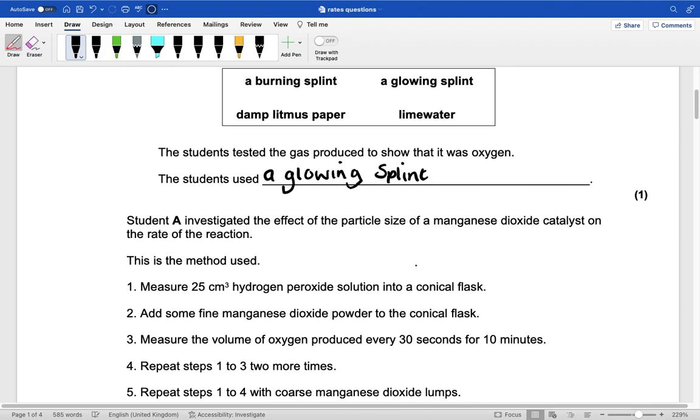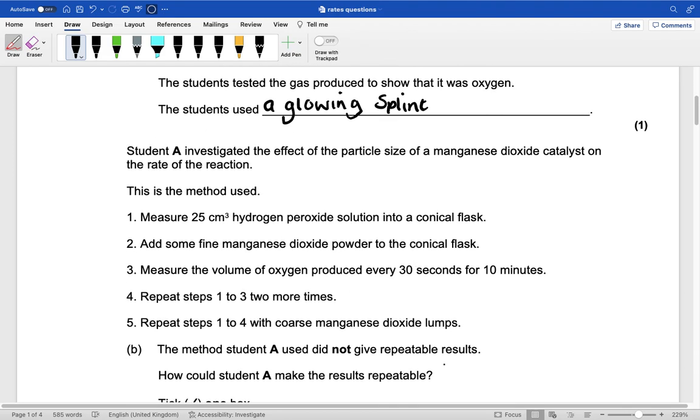Okay, it says student A investigated the effect of the particle size of manganese dioxide catalyst on the rate of a reaction. This is the method used. It says measure 25 centimetres hydrogen peroxide solution into a conical flask. Add some fine manganese dioxide powder to the conical flask. Measure the volume of oxygen produced every 30 seconds for 10 minutes. Repeat steps 1 to 2 2 more times. Repeat steps 1 to 4, but with coarse manganese dioxide lumps.